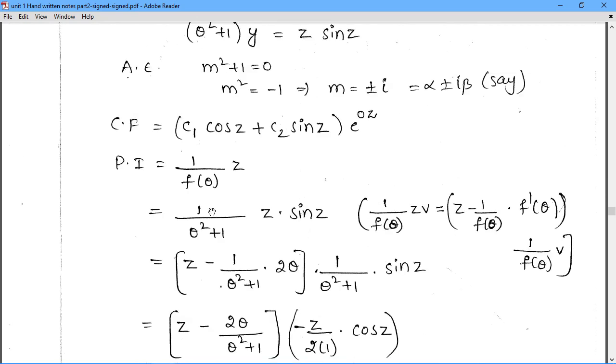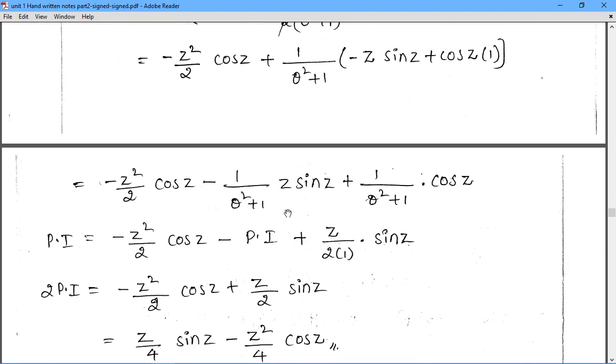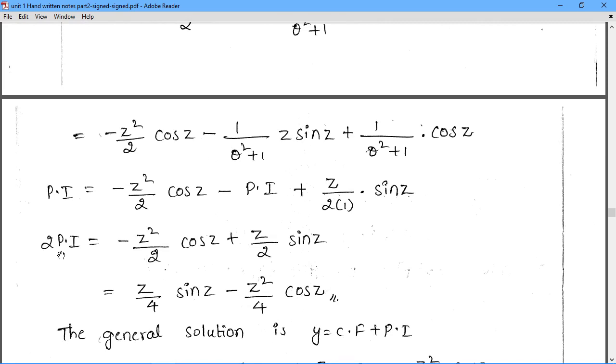Now, observing this, 1 by theta square plus 1 of z sin z occurred again. Our problem is the same thing, that is 1 by theta square plus 1 of z sin z. So we just have to move it. This negative PI is transferred to the left hand side, so that it becomes positive. Already we have PI plus PI, 2 PI. After that we have to take 2 to the right hand side. Here 2 is multiplying on the left hand side; if it comes to the right hand side, it will be divided. So that is minus z square by 4 into cos z plus z by 4 sin z, writing the positive term first and then the negative term.